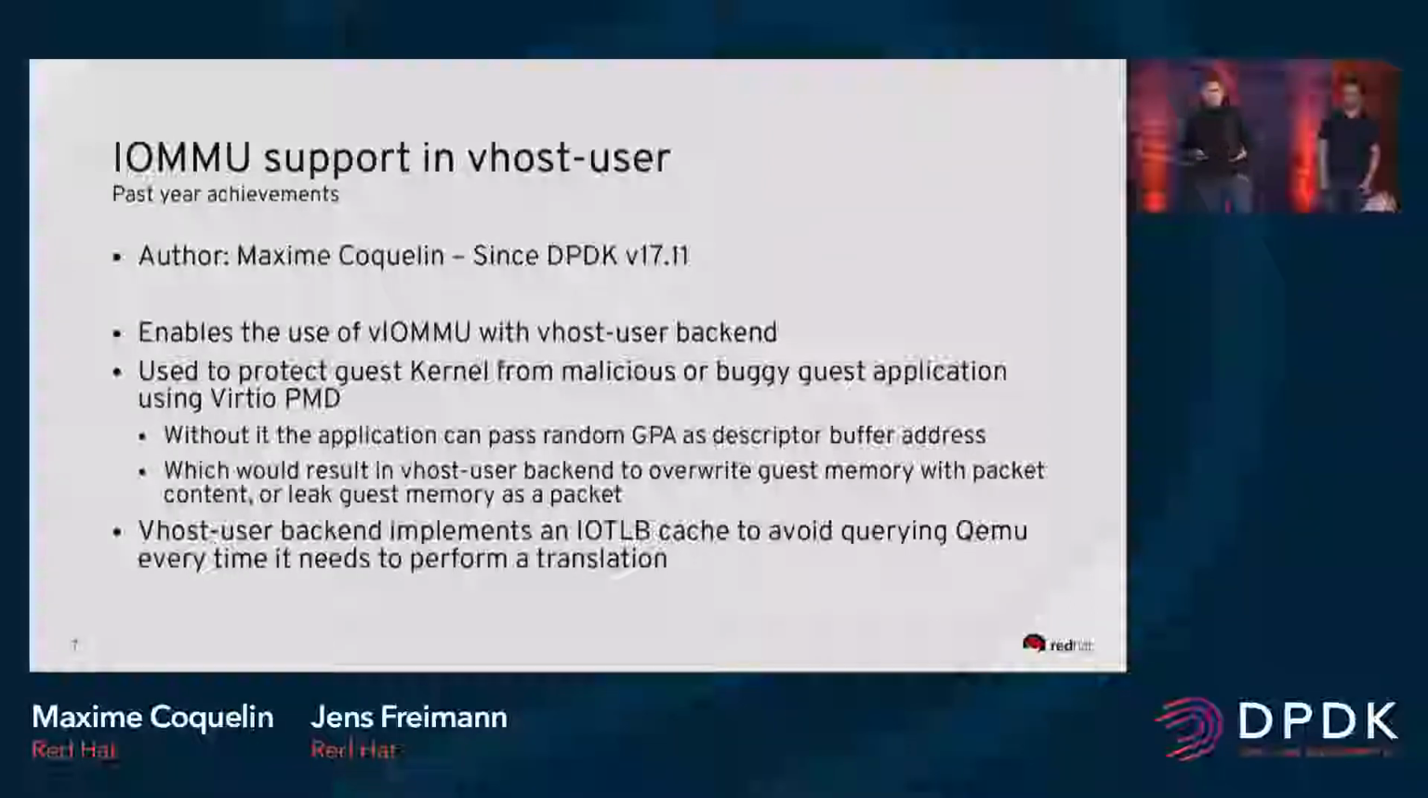For example, without the IOMMU, an application could pass any random guest physical addresses as a descriptor buffer address. And on the backend side, if we are in receive mode, it would result in some kernel memory, for example, or another application's memory, being leaked, or being overwritten in case of a transmit. So, for performance reasons, the Vhost user backend implements an IoTLB cache so that we don't have to query QEMU each time we need to translate an address.